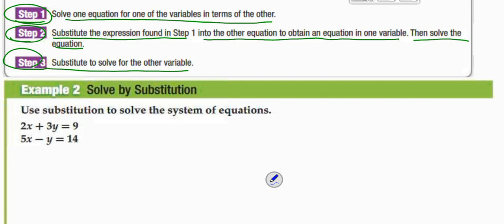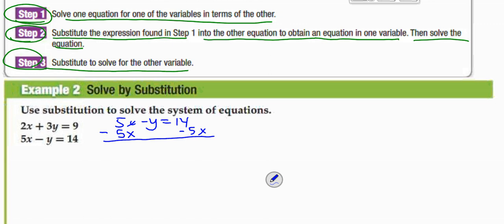Which variable do you want to start by solving for? Y, in the second one? Yes. So it's most desirable to solve the second equation for y. So we'll take 5x minus y equals 14. Go ahead and walk me through that. Tell me what to do to get this alone. No, that's a different one. Yep. So we're going to get y alone by subtracting 5x on both sides. And then tell me what I get when I do that.